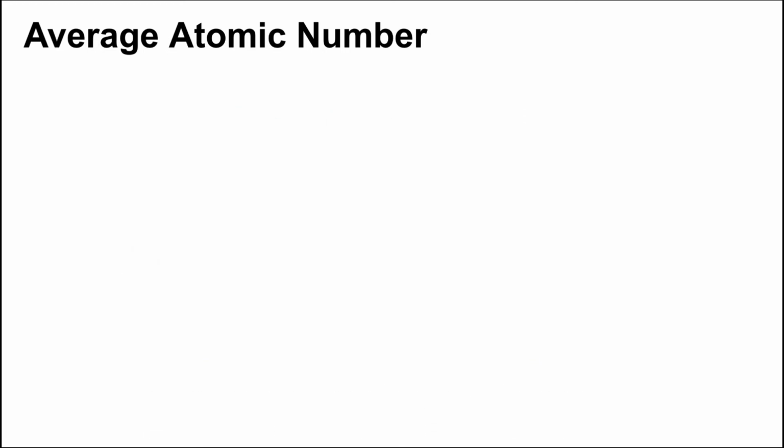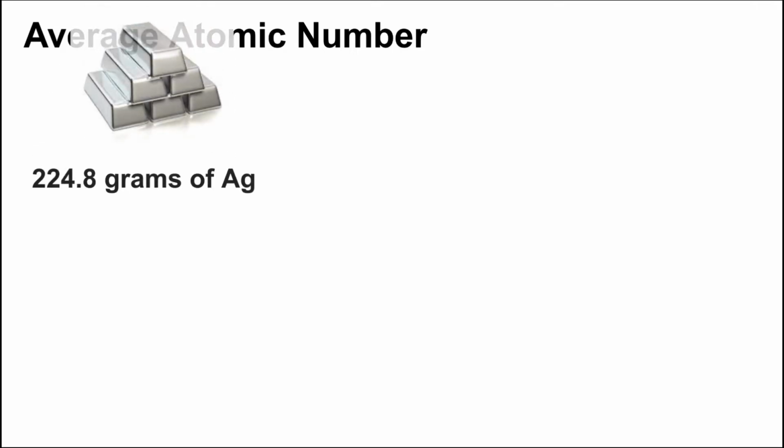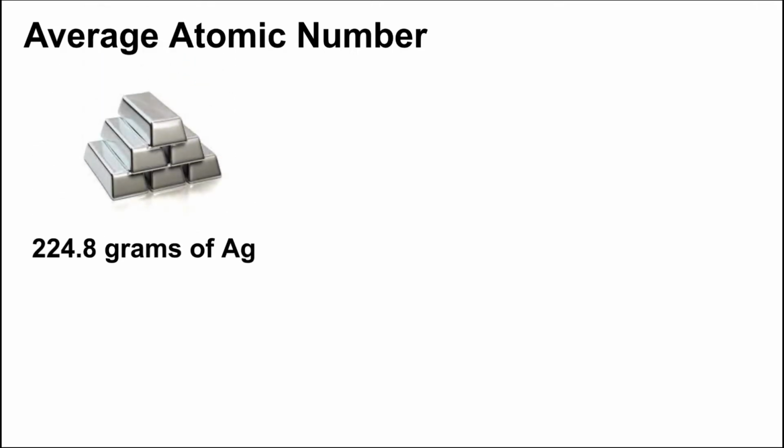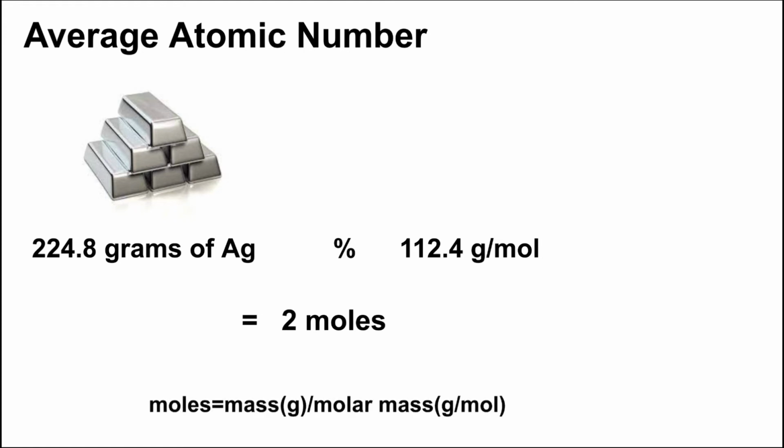When Miss Noari makes you perform an experiment with 224.8 grams of silver, which has an average atomic mass of 112.4 grams per mole, you can know that you are using 2 moles of silver. Like this equation, because you can figure out the number of moles using this average atomic number, it is most commonly referred to as the molar mass. The equation is as shown here. Moles is equal to mass divided by molar mass.